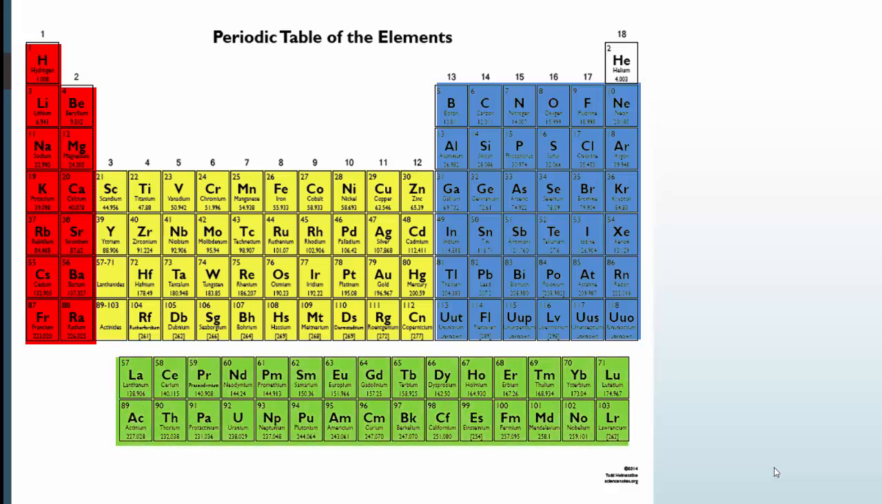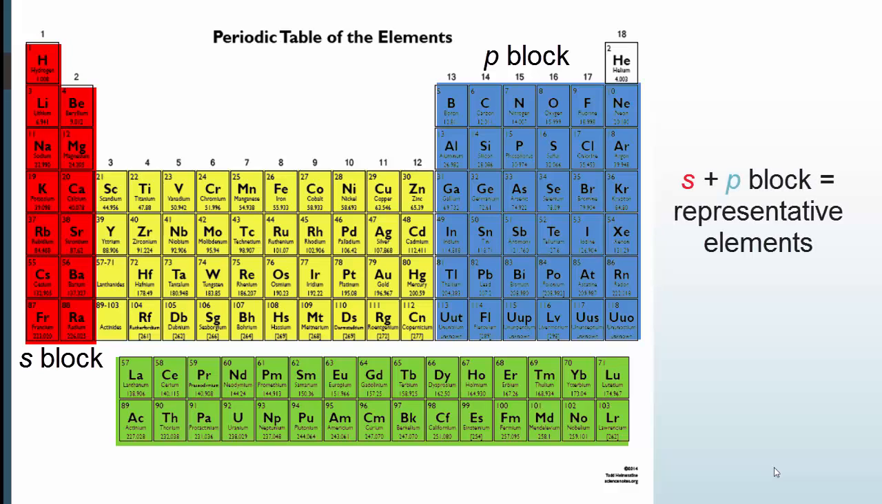The 2 tall columns on the left are called the S block. The 6 tall columns on the right, those elements are in what is called the P block. The S block and the P block elements are called representative elements. The elements between the S block and the P block are called the transition metals, and the elements that are separated out are called the rare earth metals.